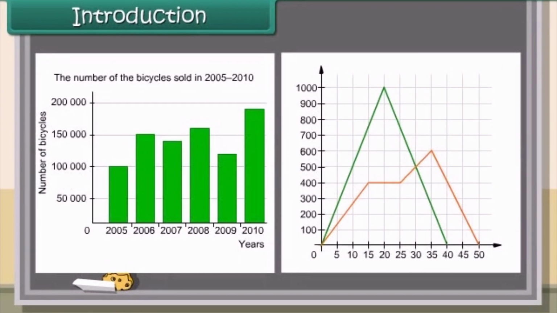Usually data can be presented in the form of a table. Graphs are a visual representation of data. In this chapter, let us study histogram and line graph.